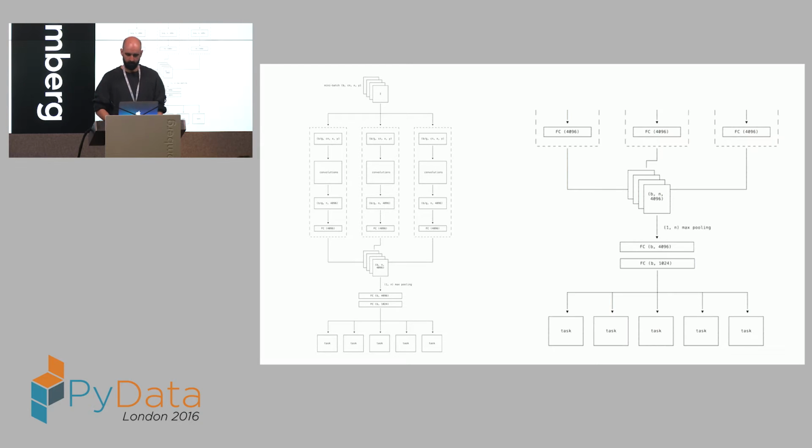Okay, so let's zoom in a bit. If you remember, our two things we wanted to achieve is multiple images per input and multiple labels. How can we do that in a deep network?